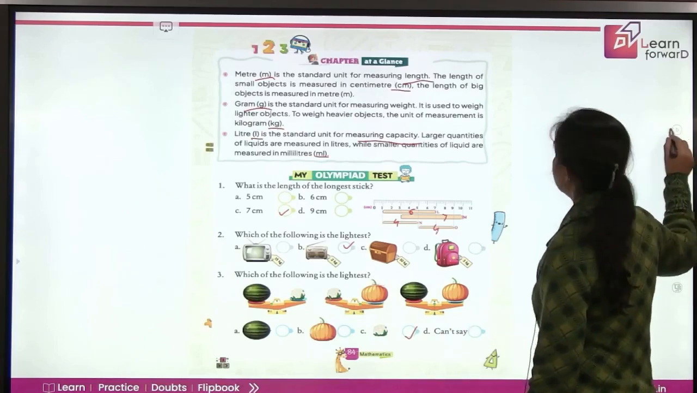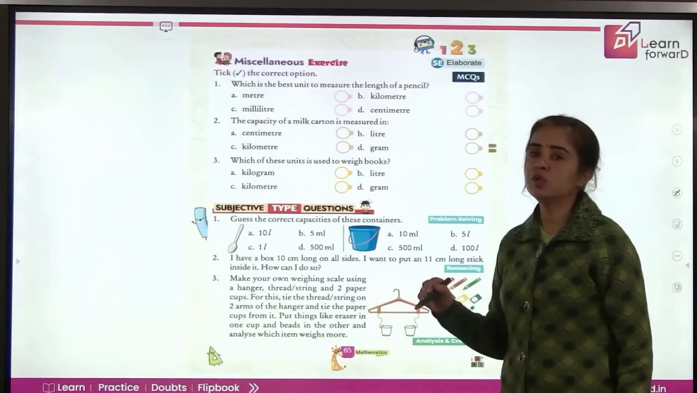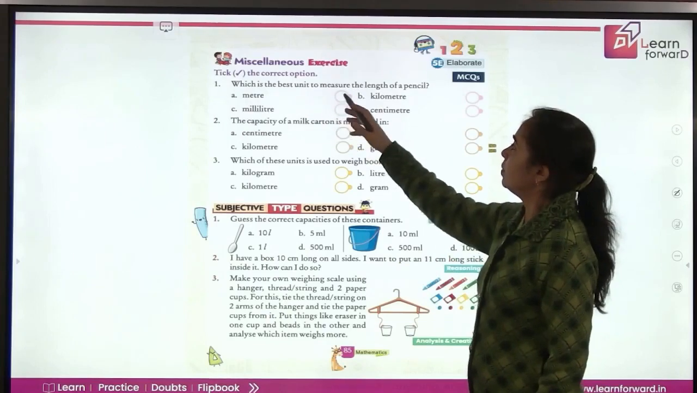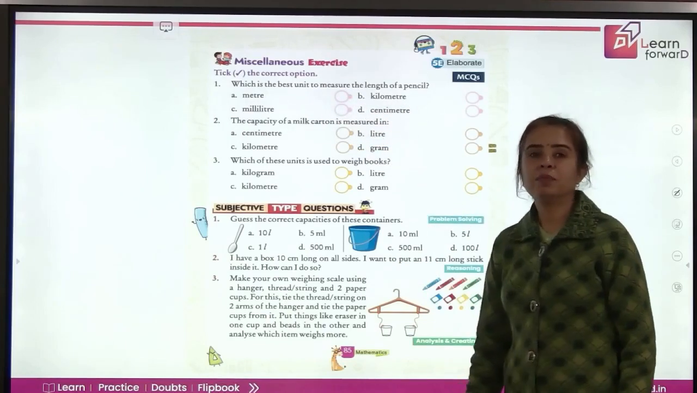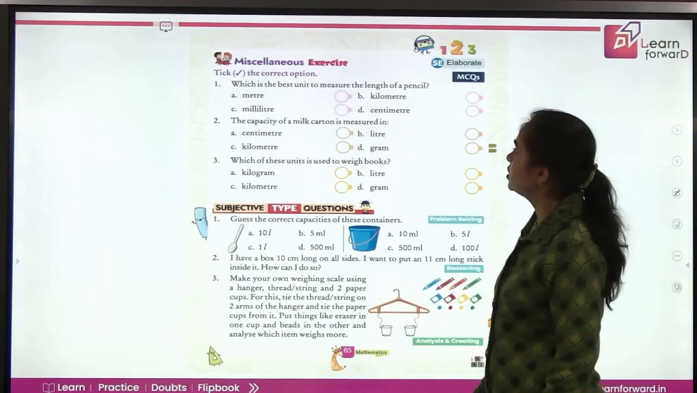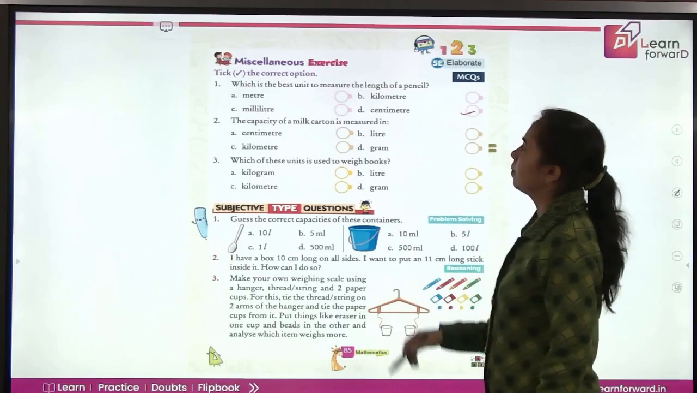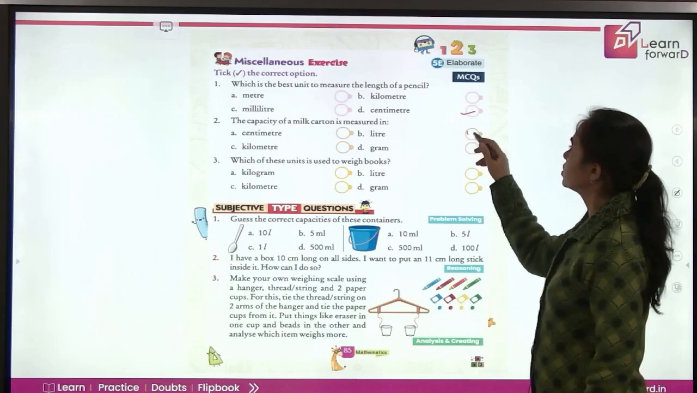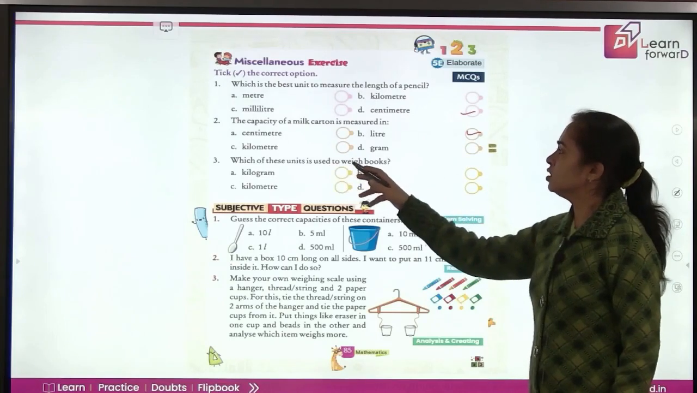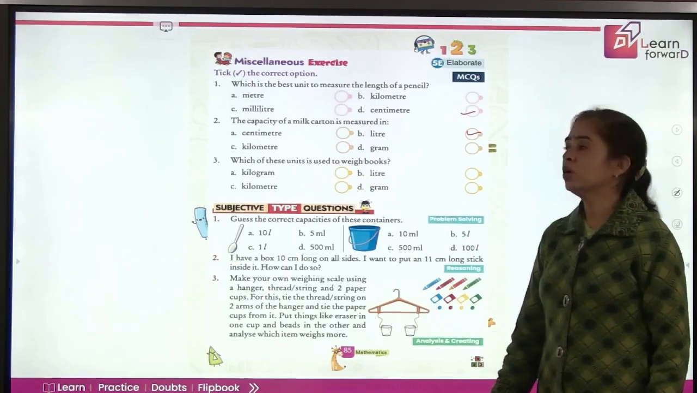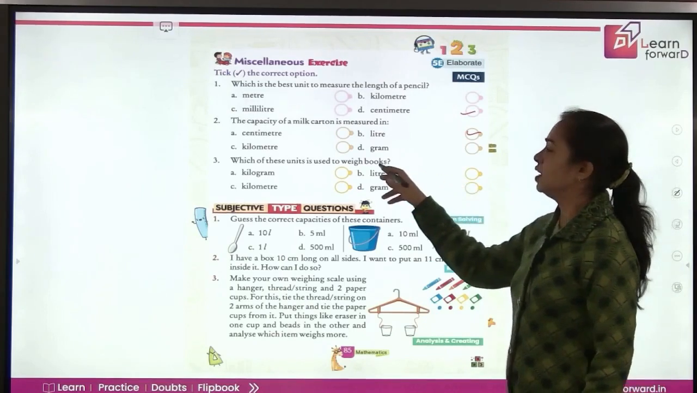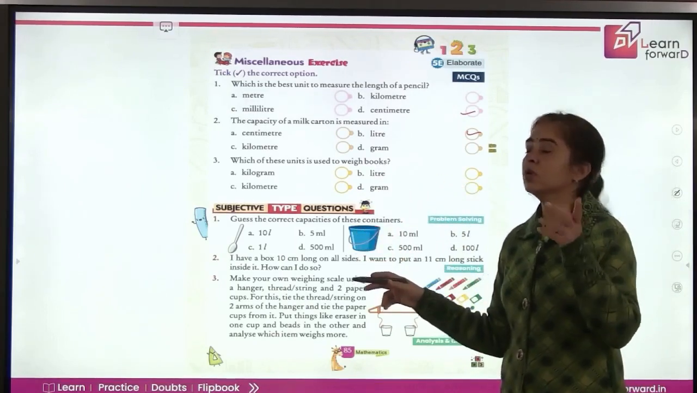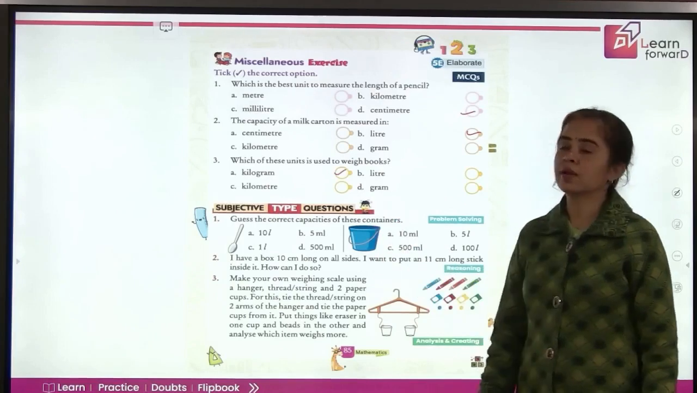Let's move ahead. We have multiple choice questions for you. Which is the best unit to measure the length of a pencil? Yes, centimeters. Is it given? Perfect. The capacity of milk carton is measured in liters. Correct. Which of these units is used to weigh books? Books together. We are talking about books, not one book. So, books can be in kilogram.